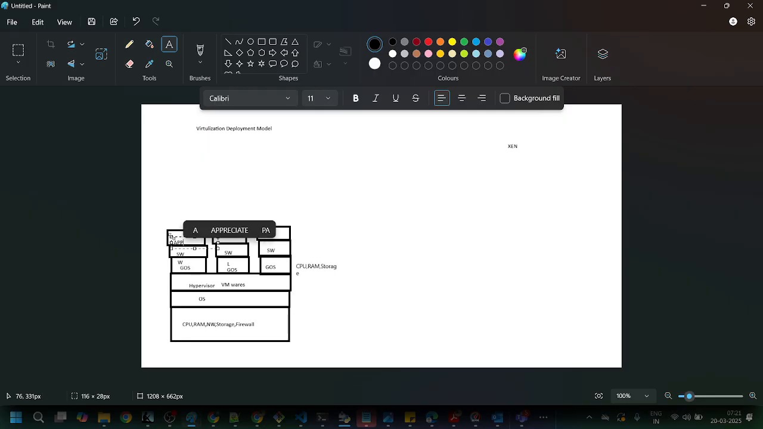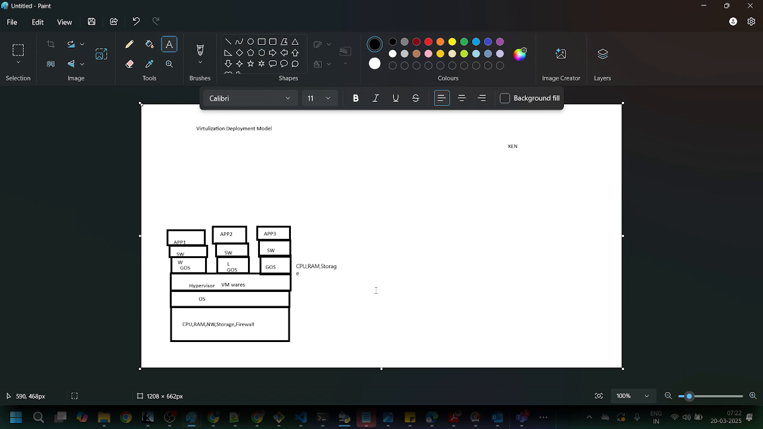Okay, so this is app one, for example. This is app two, and this is for app two. This is for app three. They follow this model into the virtualization as well.